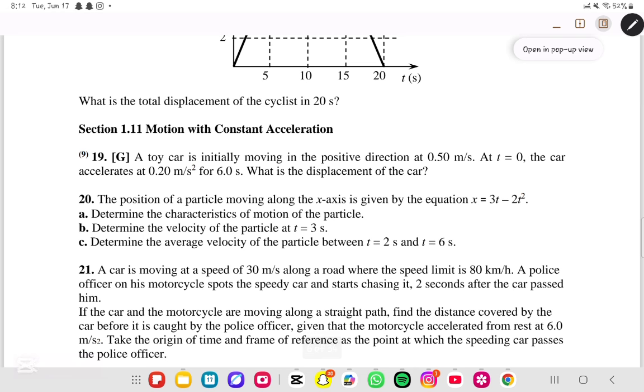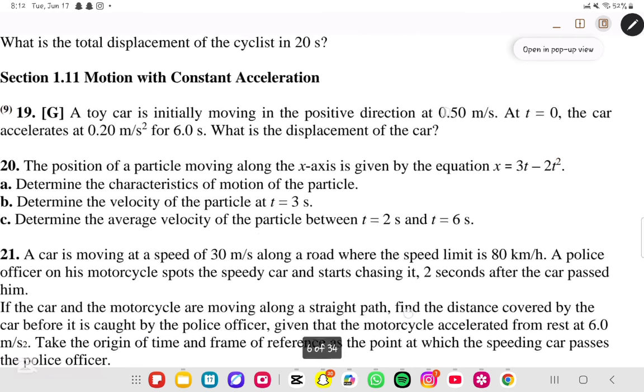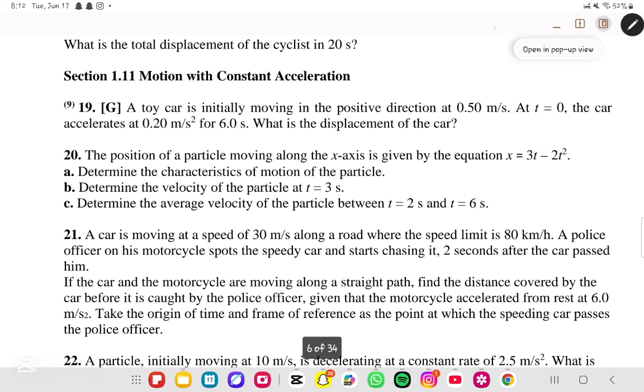Whew, this is a big question, big section. It's 1.11, motion with a constant acceleration. Okay, let us do question 19. A toy car is initially moving in the positive direction at 0.5 meter per second. So this is V initial. At time 0 second, the car accelerates at 0.20 meters per second squared. This is the acceleration for 6 seconds. This is the time. What is the displacement of the car?